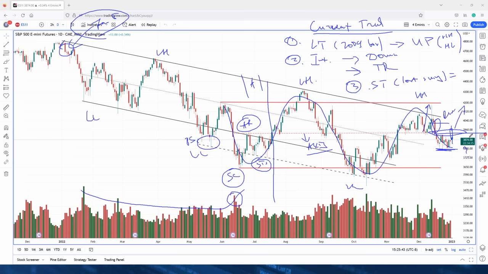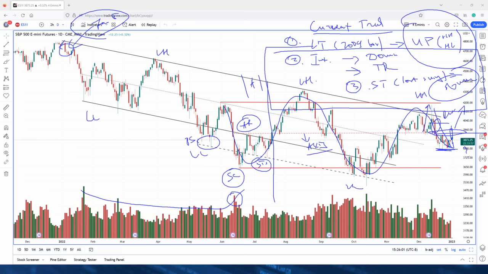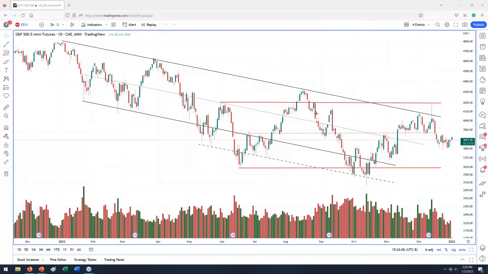And here it is. So we are most definitely still in the downtrending environment, in the trading range environment, but the major secular trend is still up. And now that we know all of that, now we could go into some other parts of the analysis. Let's look at this trading range now.